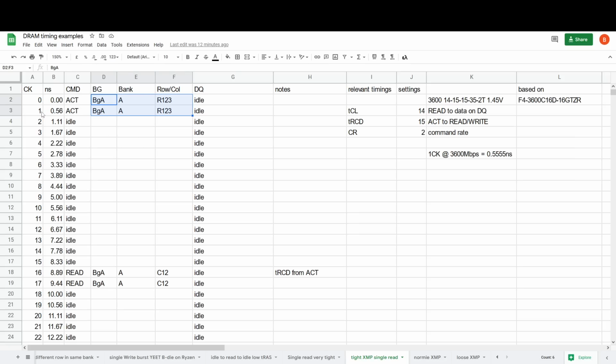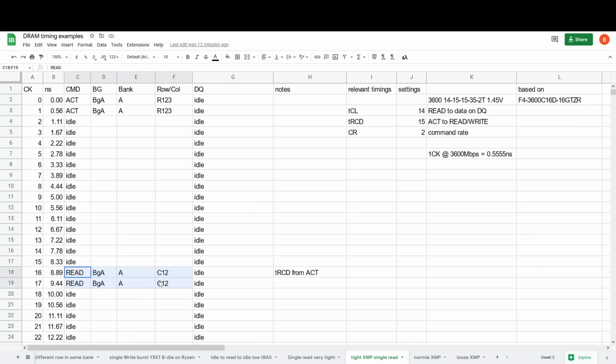Which also means that now, instead of starting the count for our tRCD on cycle 0, we're starting the count for tRCD on cycle 1, because we've just spent 2 cycles holding the command so that the memory chip can read it. And again, we're just going to be reading row 123 of bank A of bank group A. And we're going to wait 15 cycles this time, right? So we're waiting from cycle 1 to 16. And then we send our read command.